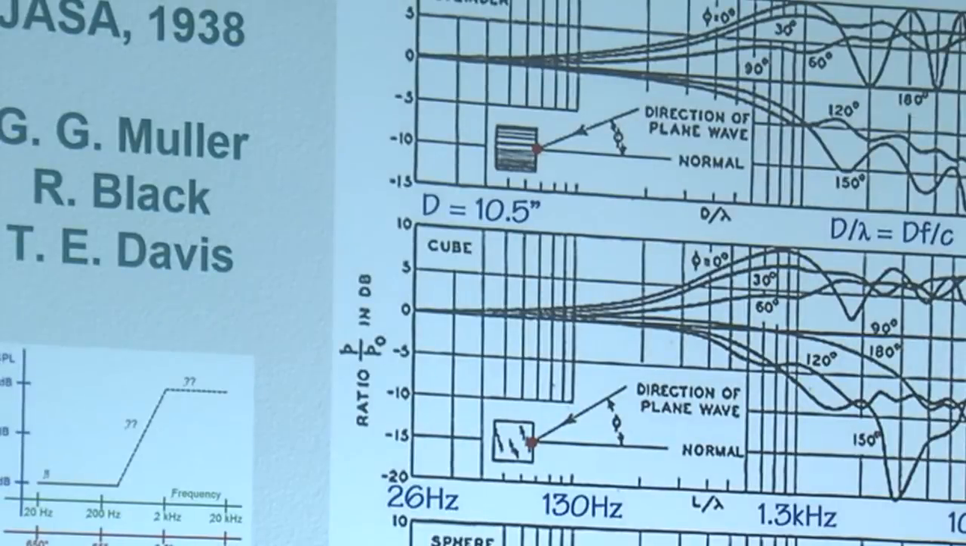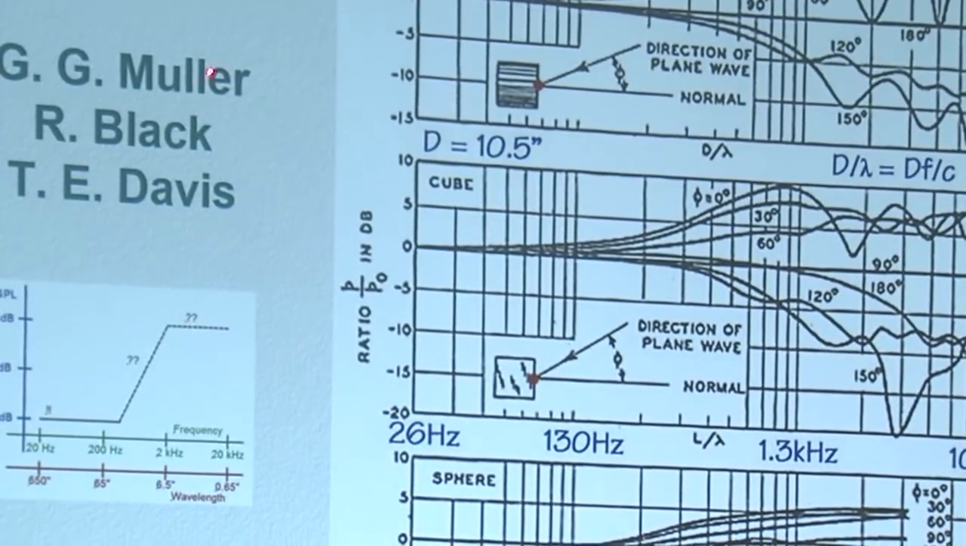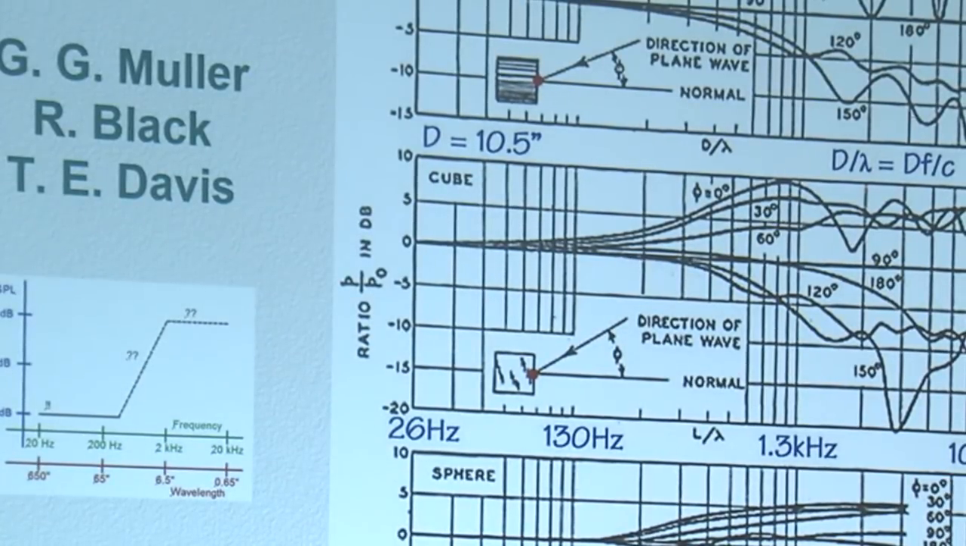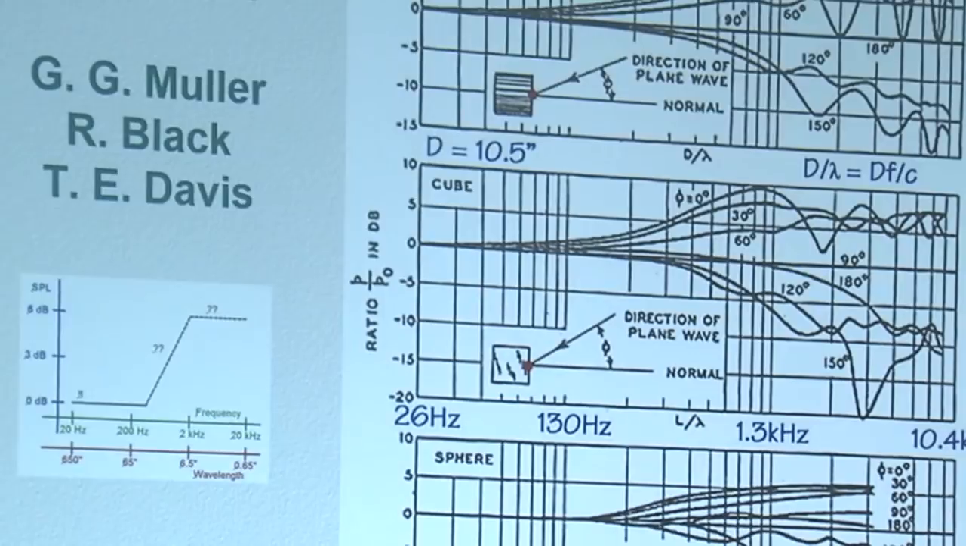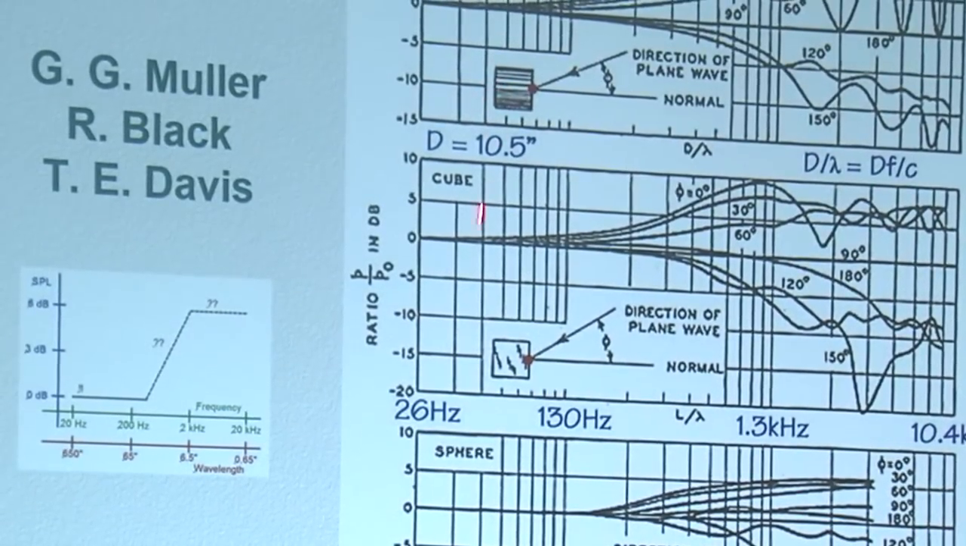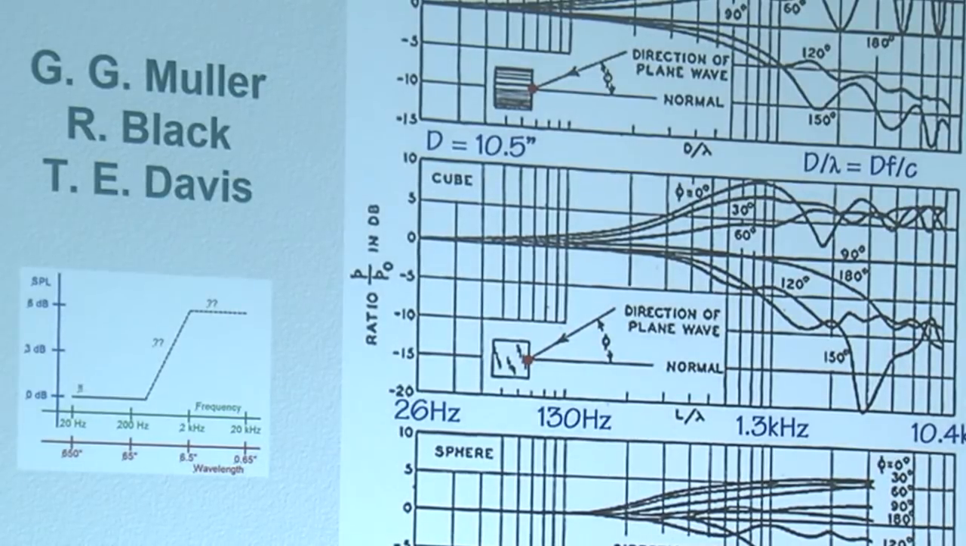And so let's look at that, and we have to go back in time to Bell Labs, 1938, Muller, Black, and Davis. They were, as far as I know, the first ones to do a real theoretical analysis of this baffle step. They took a round cylinder, they took a square box, and they took a sphere, and they calculated. And keep in mind, this is 1938. No electronic computers, but hand-cranked calculators, big sheets of paper, enormous numbers of pages of calculation to figure out the on-axis frequency response and the response at different angles.